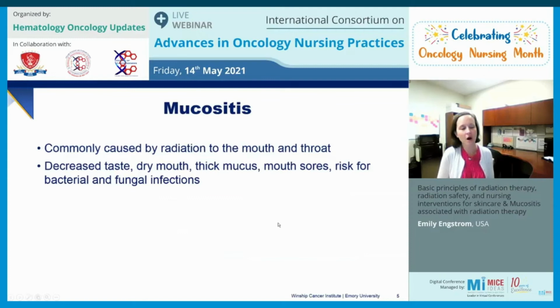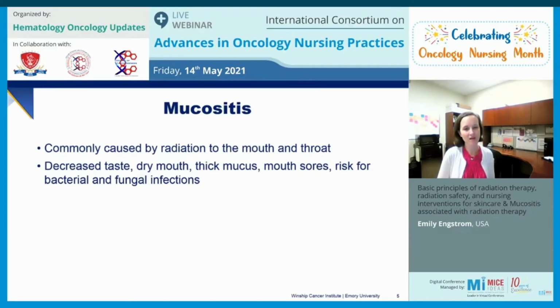One of the very common side effects that we see with patients is mucositis. It's commonly caused by the radiation to the mouth and the throat areas, the nasopharynx, oropharynx, hypopharynx. Those are the most common areas. We can also see some changes when we're treating the rectum or the anus in those mucosal tissues as well. But for this purpose, we're talking mostly about oral mucositis.